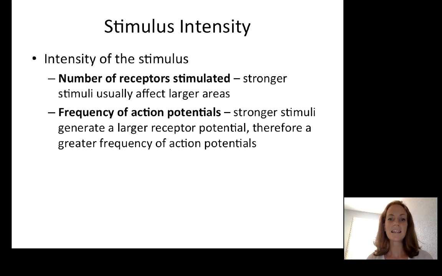Stimulus intensity is something important for the body to keep track of. So how strong is a stimulus? The brain will keep track of this by how many receptors have been stimulated and by how frequent the action potentials are at those receptors.